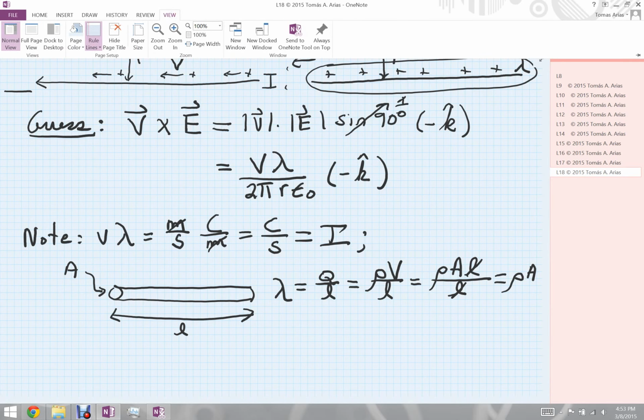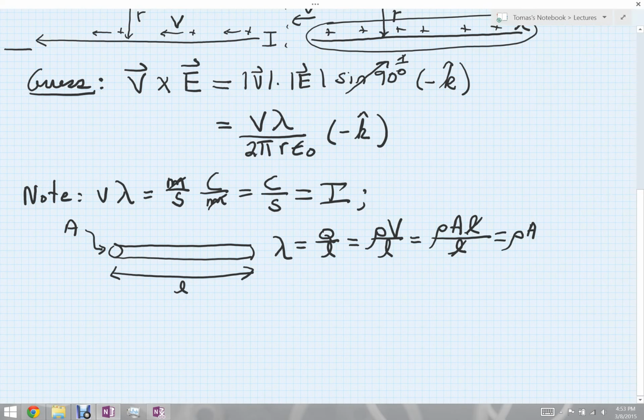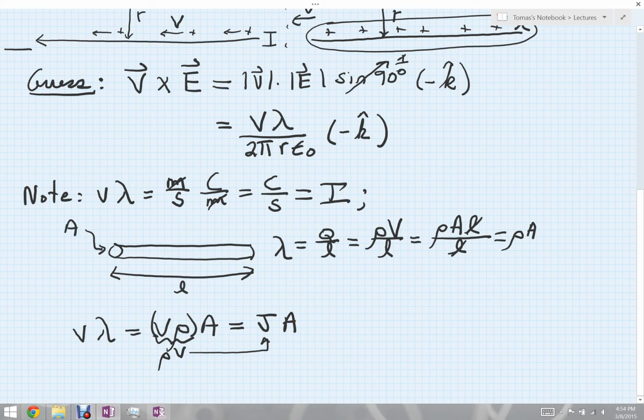Now that turns out to be a very important fact, because my next maneuver is to notice that V times lambda will equal V times rho times A, because lambda is rho A. But I like this combination because I know that V times rho is the same thing as current density J. Rho v is how we usually write it, and that is current density J. Then I multiply by the cross-sectional area of my wire, and that is nothing other than the current I. So the dimensional analysis checks out for us.